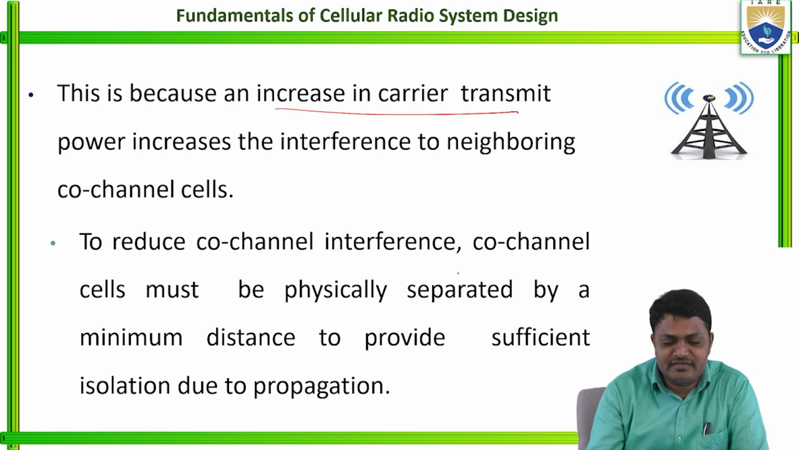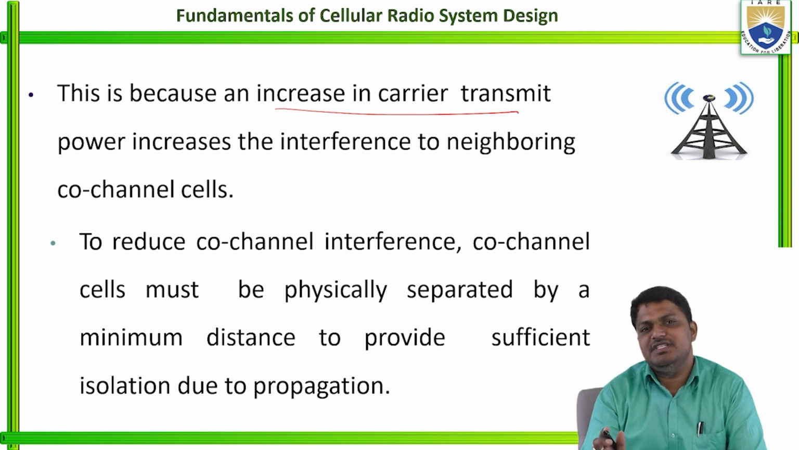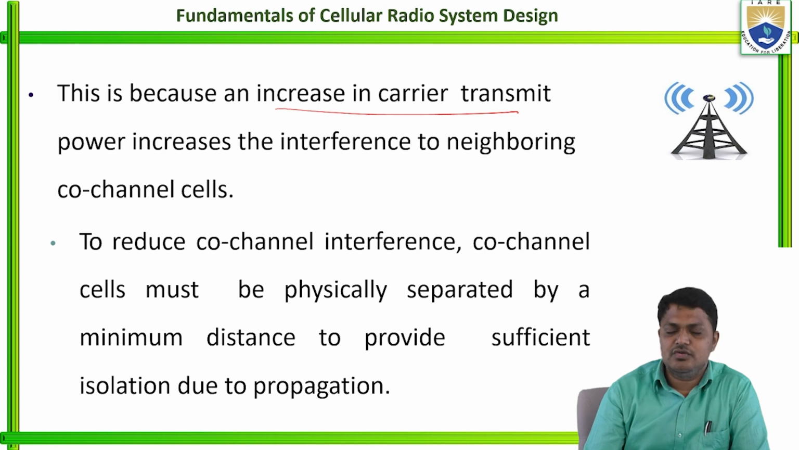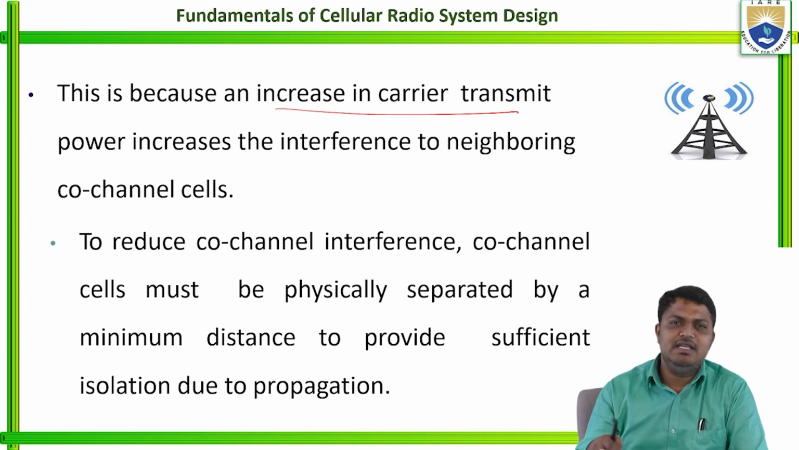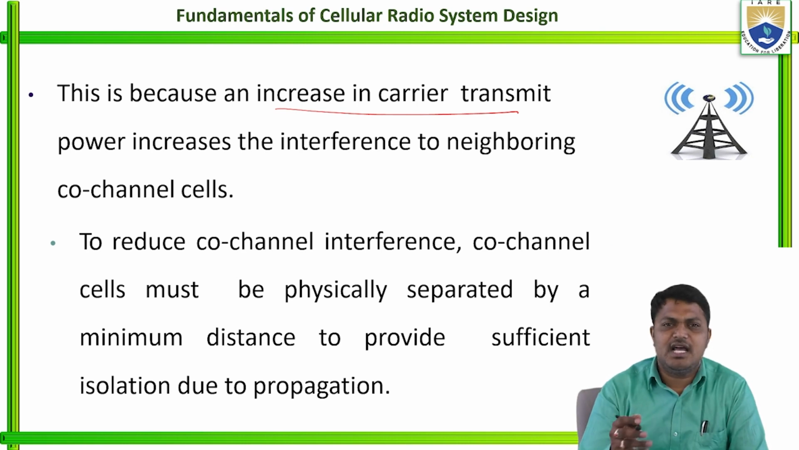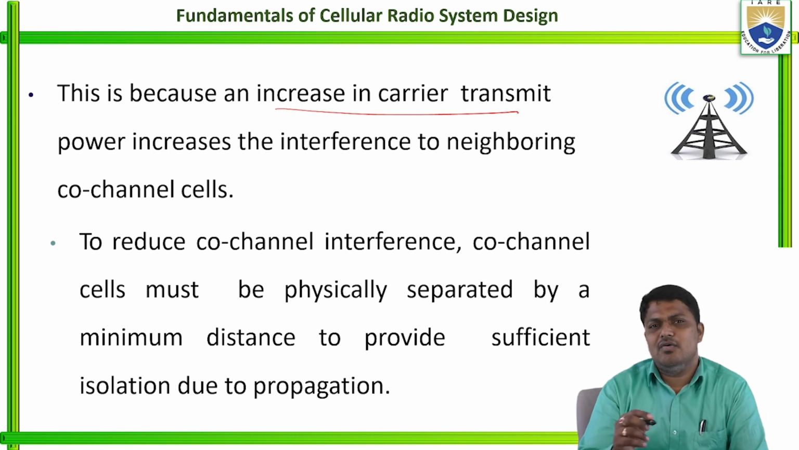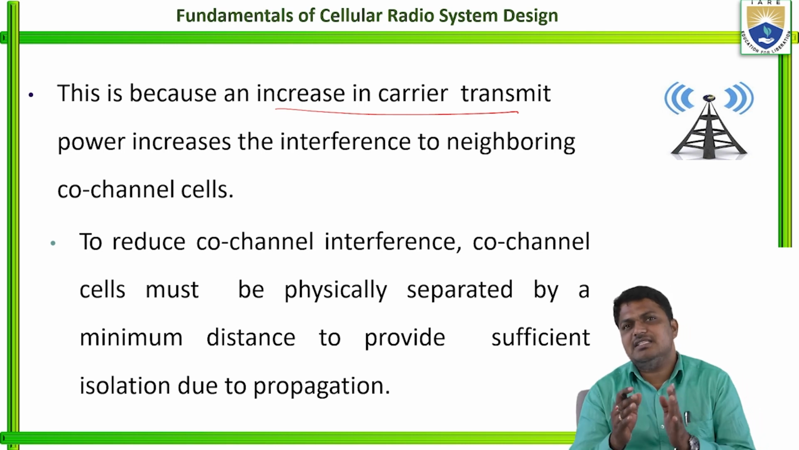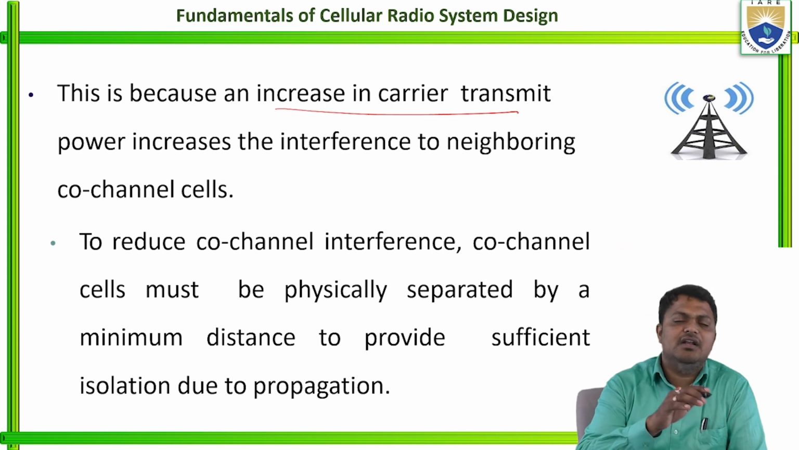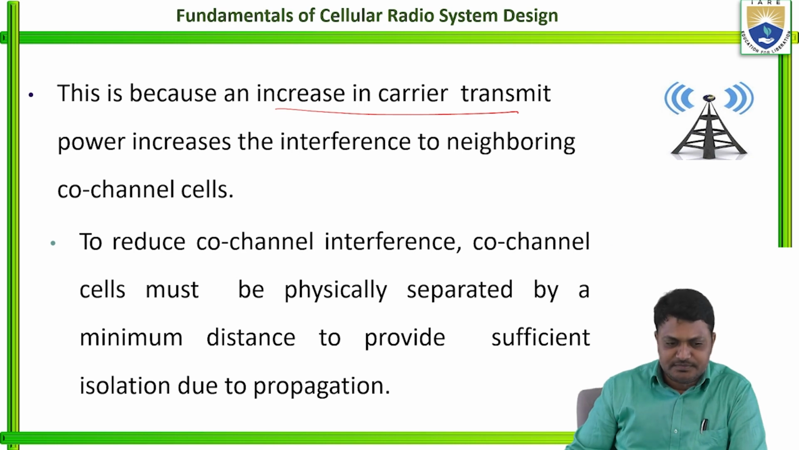So to reduce the co-channel interference, the co-channel cells must be physically separated by a minimum distance to provide sufficient isolation due to propagation. The co-channels are nothing but the nearby cells which are using the same frequency band. Those are called co-cells. The interference occurring between those co-channels or co-cells is called co-channel interference. So one factor to reduce the co-channel interference is to maintain the separation minimum distance to the nearby co-channel. Then automatically the co-channel interference will be reduced.